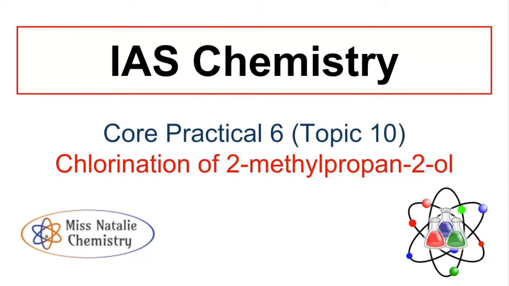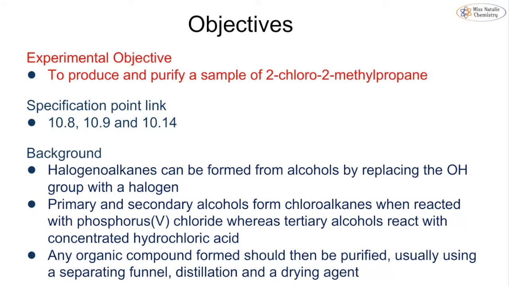Core Practical 6 is the chlorination of 2-methylpropan-2-ol. And again, this is in topic 10, focusing on the halogenoalkanes and the alcohols. So the objective of this reaction is to produce and purify a sample of 2-chloro-2-methylpropane. So the halogenoalkanes can be formed from alcohols by replacing the OH group with a halogen.